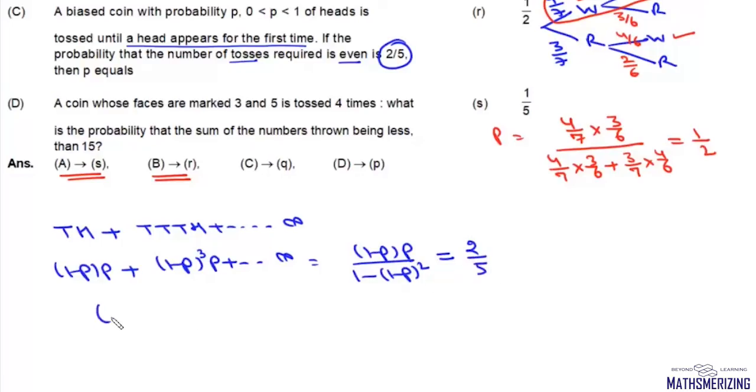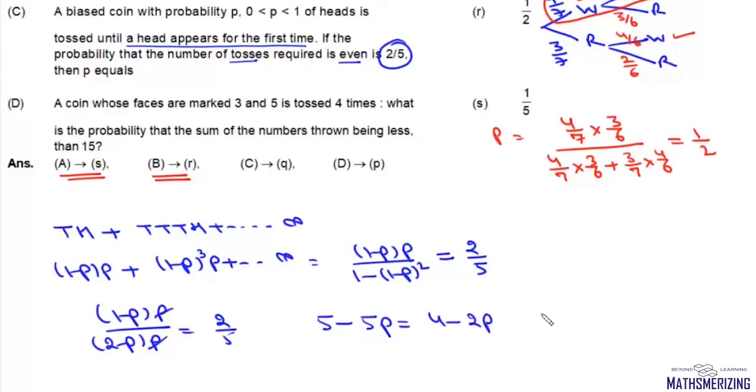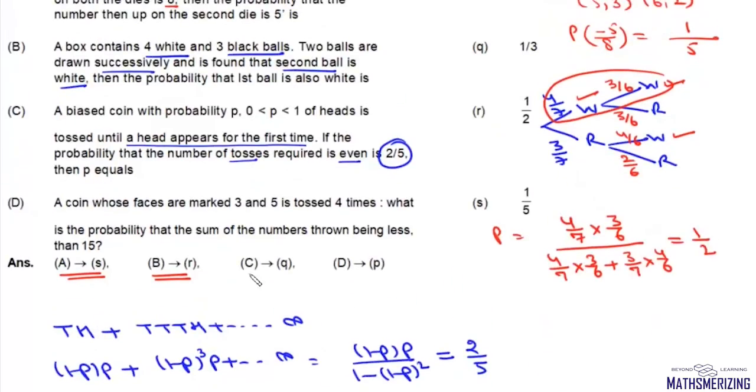Now this probability is 2/5. Now we can write this as (1 minus P) into P upon (2 minus P) into P, and it is 2/5. Now P and P will cancel. We'll get 5 minus 5P equal to 4 minus 2P. So 3P equals 1. So the value of P is simply 1/3. So this C matches with Q.